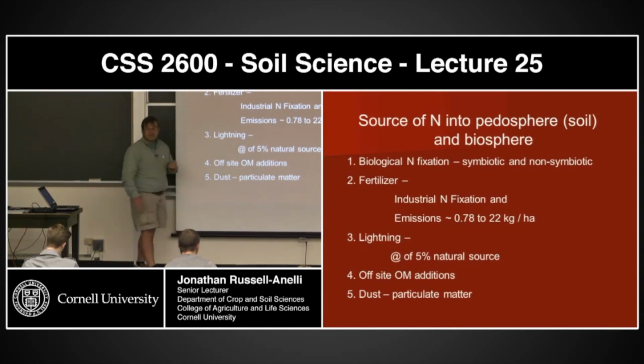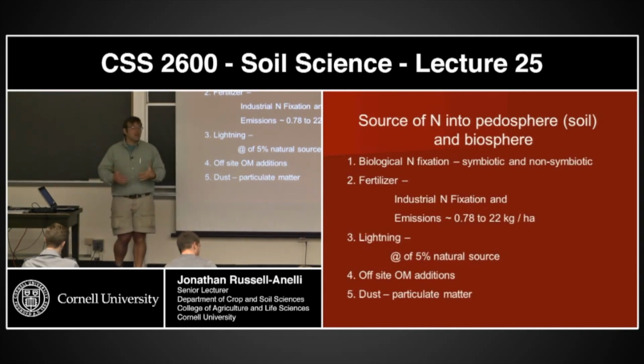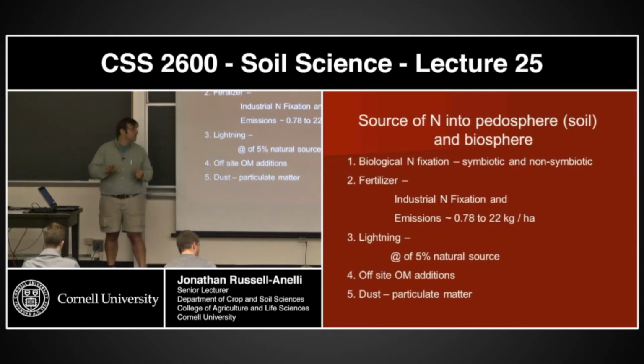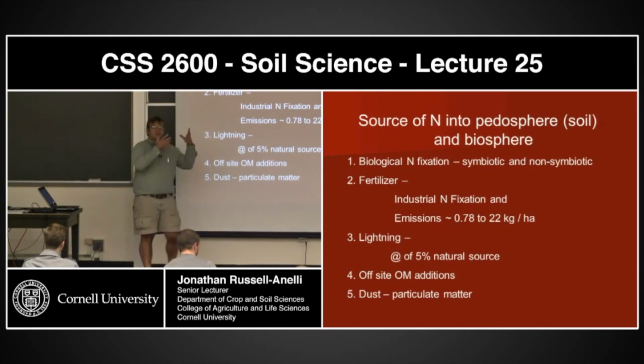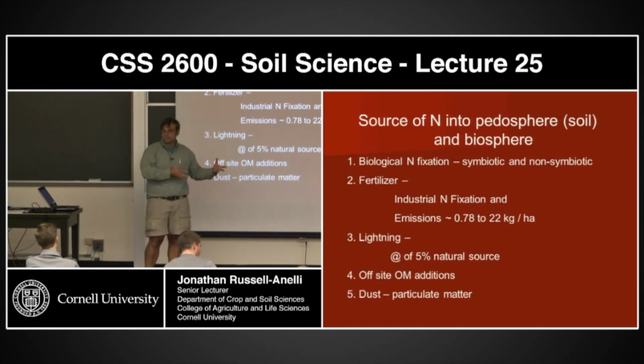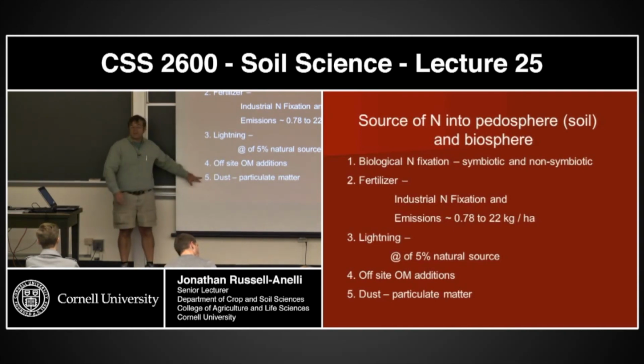Now, we also have lightning. Actually, the bolt of lightning will react in the atmosphere and basically create a natural source of nitrogen that is usable in the soils in the pedosphere. And that basically accounts for about 5% of all natural sources. We also have off-site organic matter additions, i.e., organic matter is in one location and the wind blows and takes that organic matter and moves it to another location. Well, the nitrogen that's in that organic matter is going to be moving from the first location to the second location. And then we also have the issue of dust, nitrogen actually literally moving in dust, much like off-site organic matter additions.